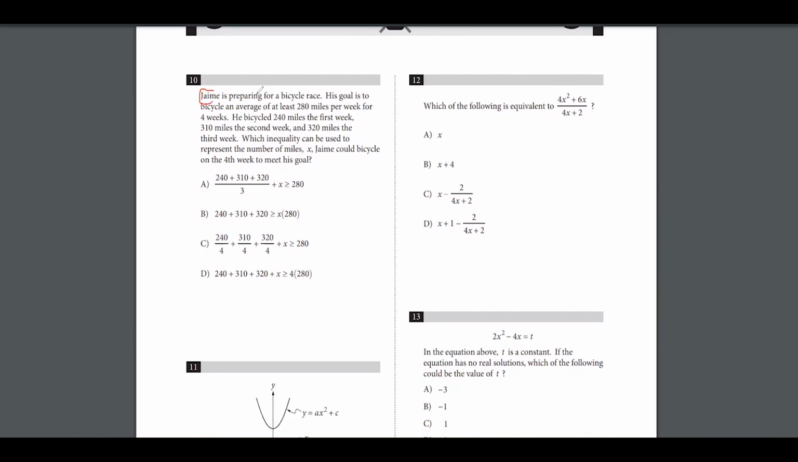L'chaim. No, this is Chaim. Jamie? Is that Jamie? For some reason I was thinking of L'chaim in Hebrew, whenever you toast or something. Okay.